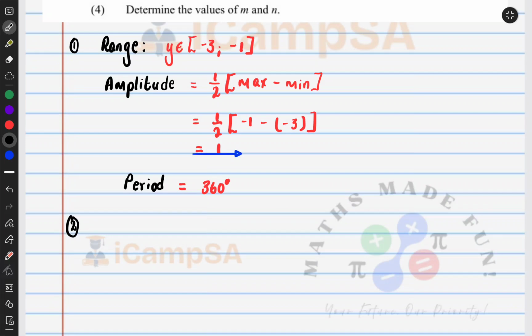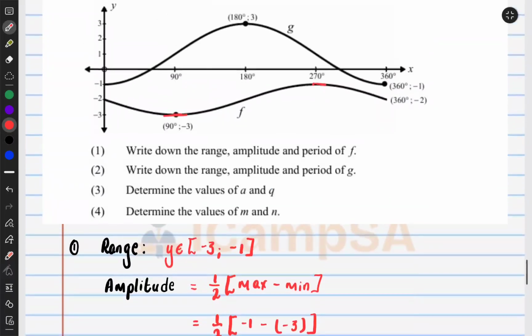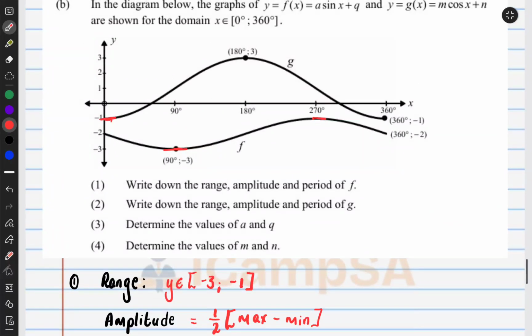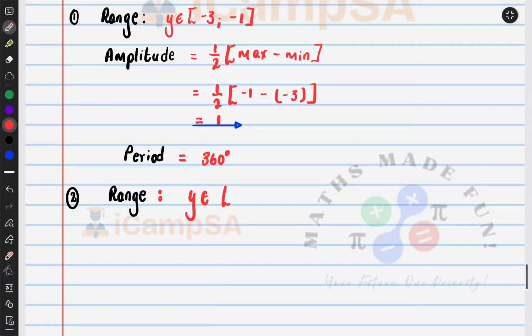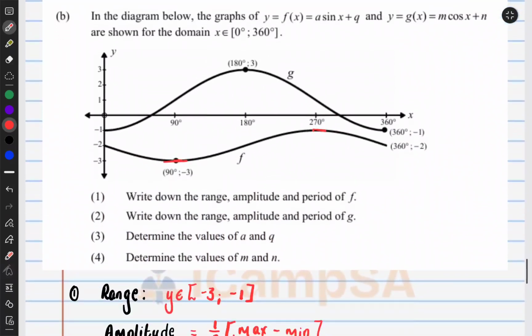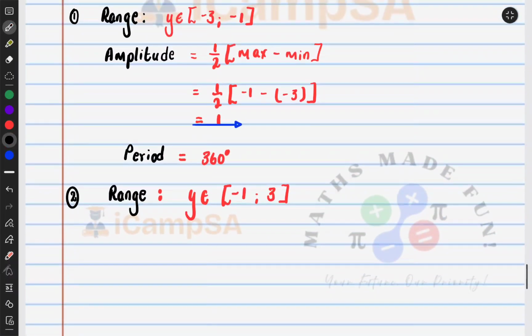Number two, we are asked to write down the range of the function. Y is an element of, what's the minimum value? -1. Maximum value is +3. So the range, the function goes from -1 to +3. And then the amplitude is next.